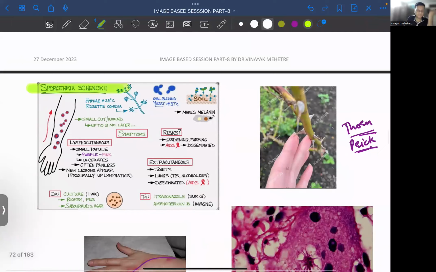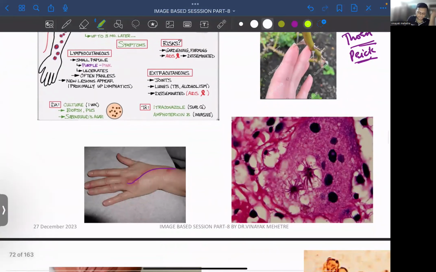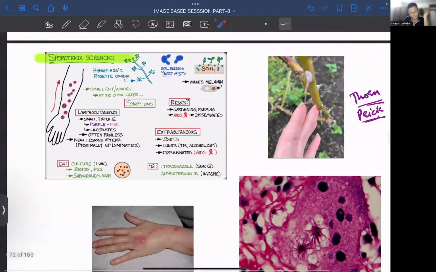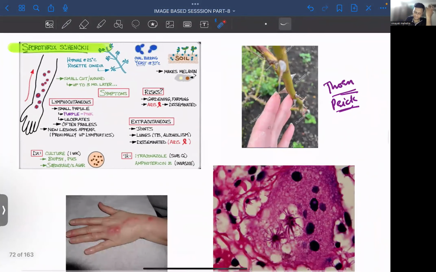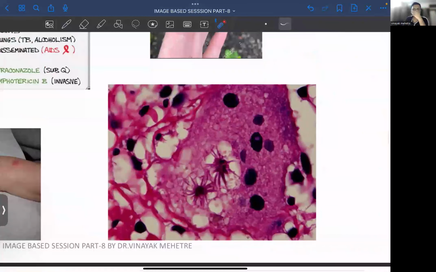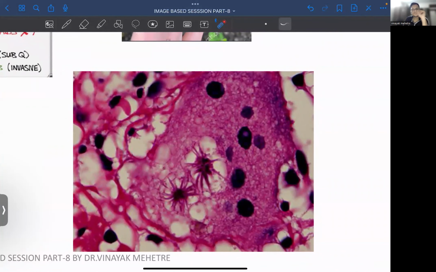So lesion कैसा होगा? एक लाइन से चल रहा होगा. Okay, it will go in one line. ठीक है. The name is Sporothrix schenckii. What is the name of this body which we will see on microscopy? Yes, asteroid body. Okay, this is called as asteroid body.